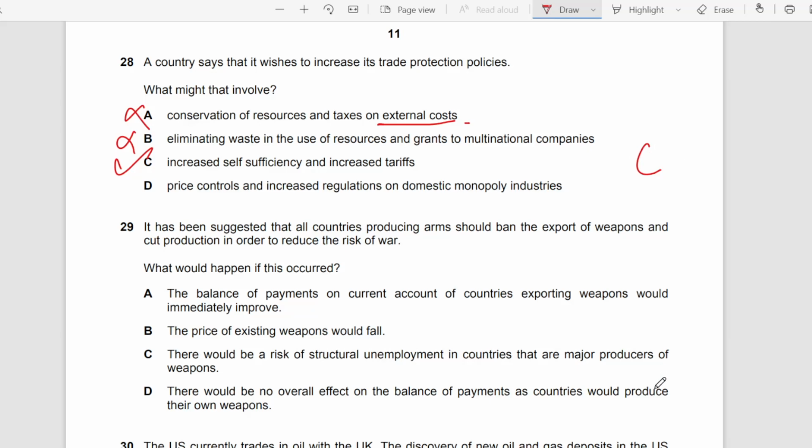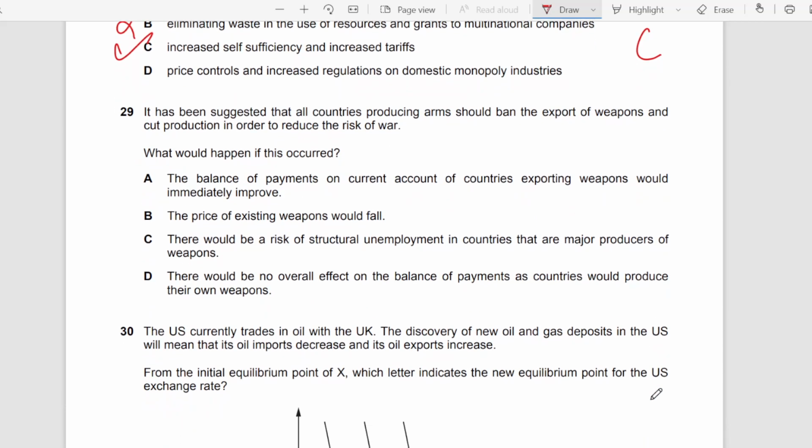Looking at question number 29. It has been suggested that all countries producing arms should ban the export of weapons and cut production in order to reduce the risk of war. So what will happen when the exports fall? What will happen if this occurred? The balance of payments on the current accounts of countries exporting weapons would immediately improve. No, because they export weapons and they get money in return. So their current account is supported by those exports. So the balance of payments on current accounts would actually deteriorate. It will not improve. So A cannot be the correct answer.